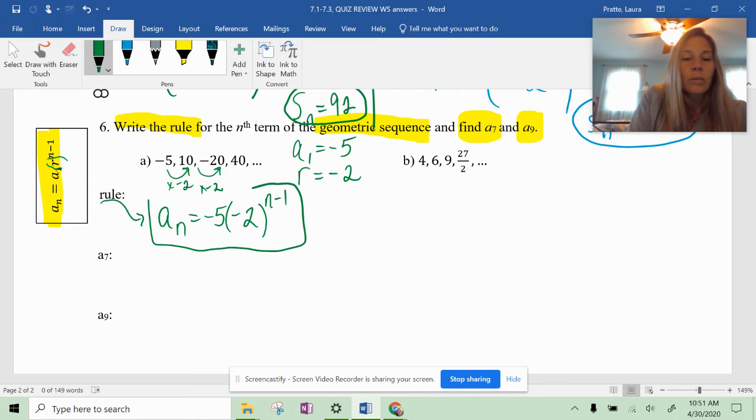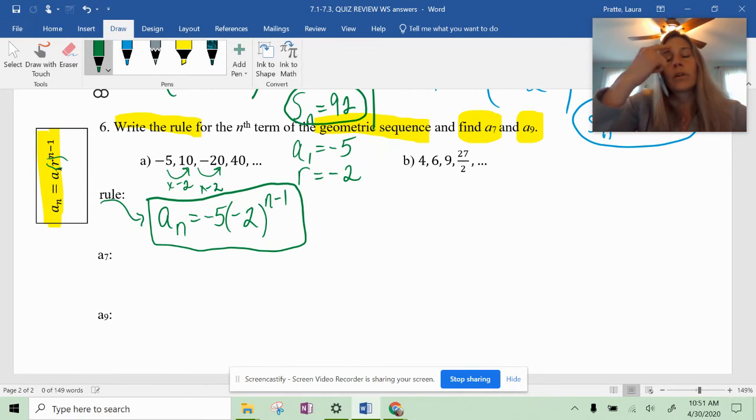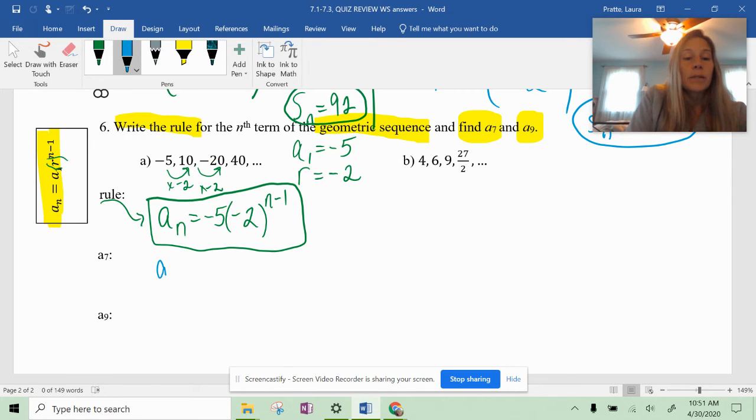So I really like the geometric ones because writing the rules is pretty straightforward. You're just plugging in the a sub 1 and the r. So now to find the a sub 7, all you do is plug in a 7 for the n value.